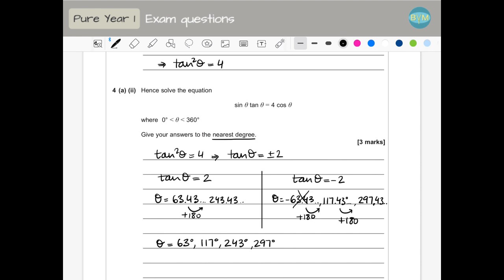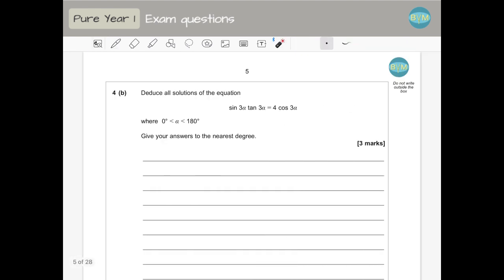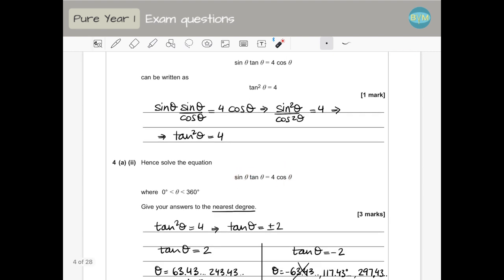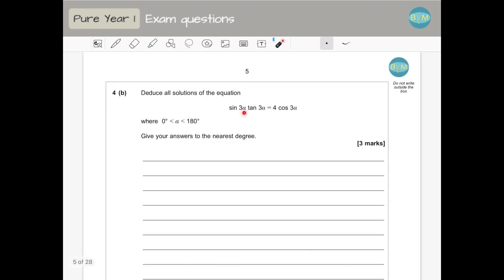So for the next part, they say deduce all the solutions of this equation. So they are not asking me to solve the equation, they are asking me to deduce the solutions, because if you look at this equation, it's like this one, but where I had theta, now I have 3 alpha, and I need to find alpha. So what I'm going to do is to use the solutions for theta from the previous question.